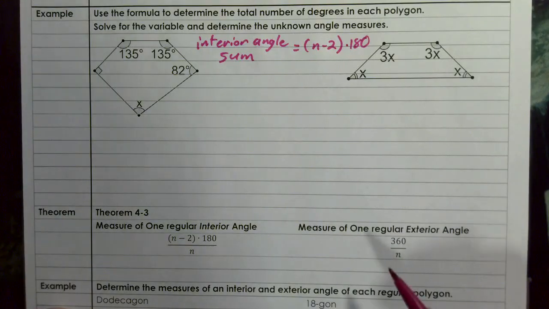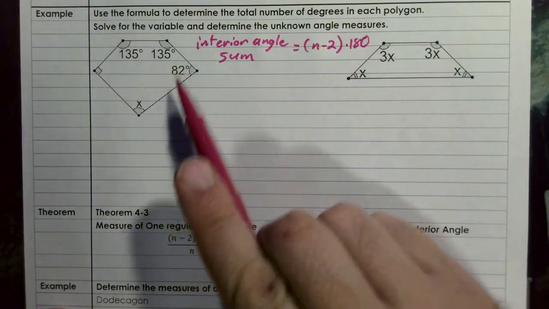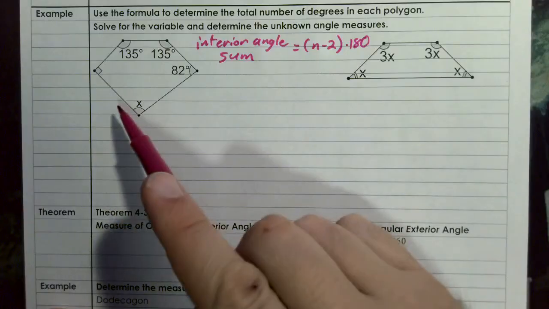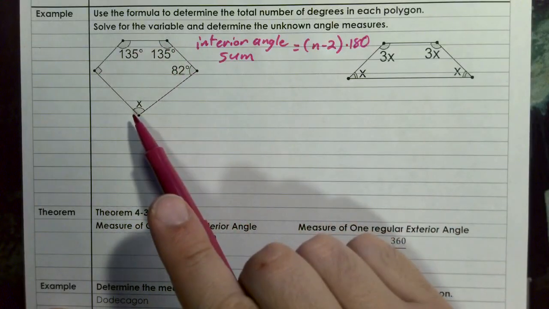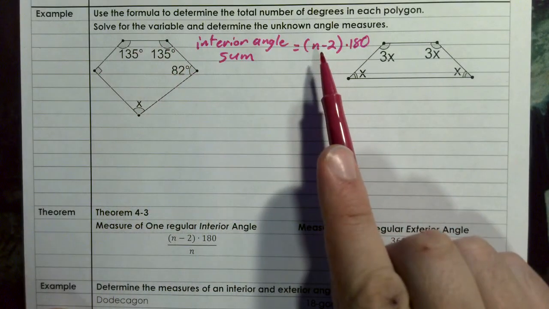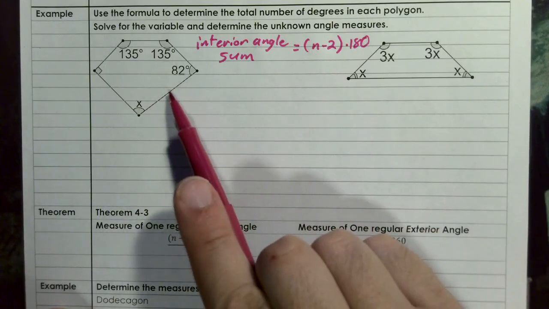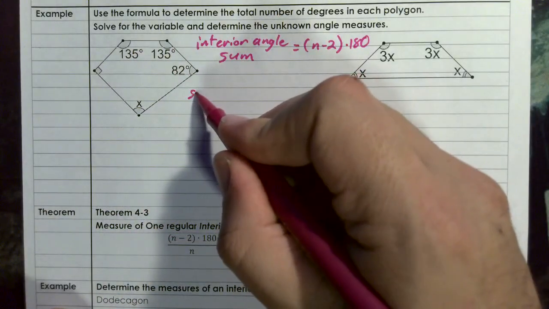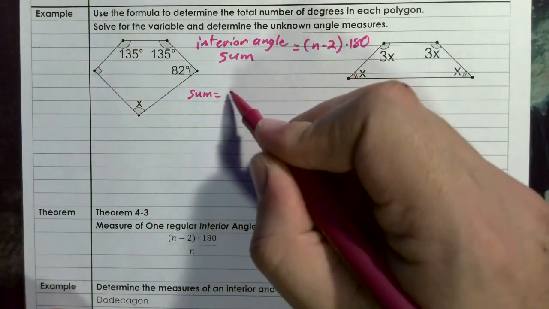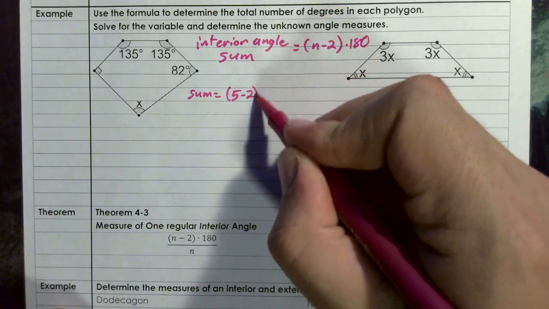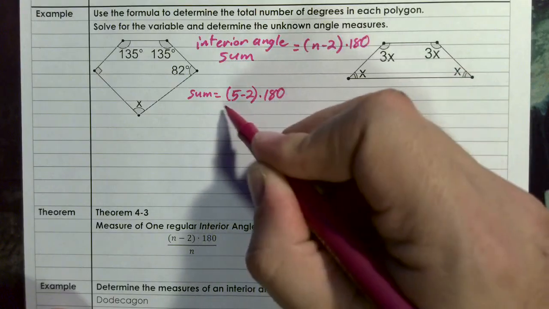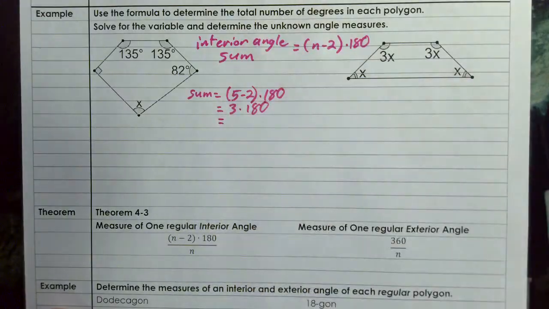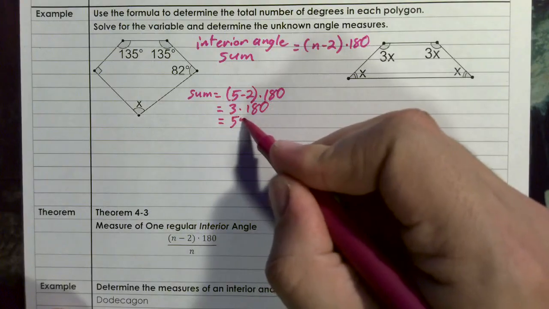All right. And in these ones, I got to do a little bit more solving. So I want to figure out what the value of x is on this thing. However, I don't know how many degrees there are in this shape. Fortunately, I've got this formula to help me out. So I got 1, 2, 3, 4, 5 sides. So the sum is going to be 5 minus 2 times 180. So that's 3 times 180, which equals 540.